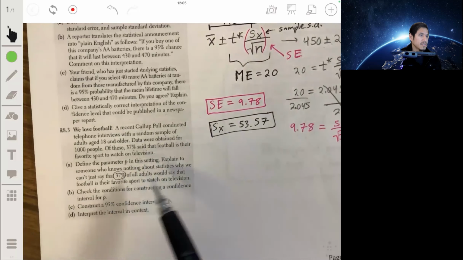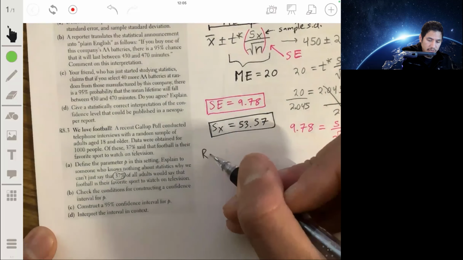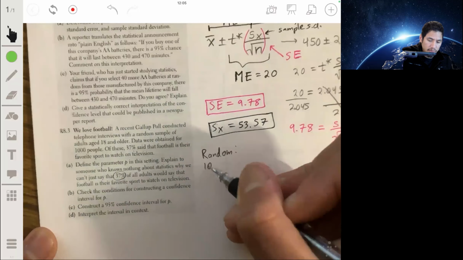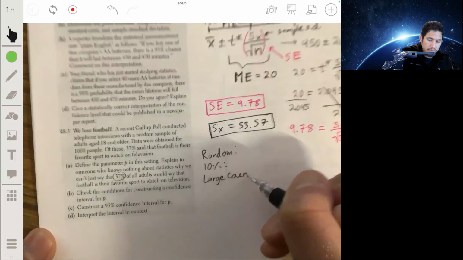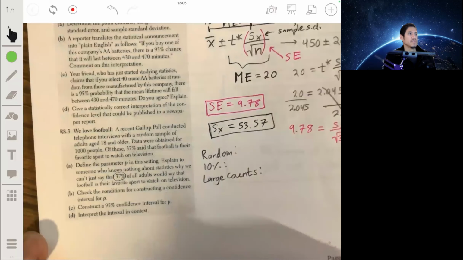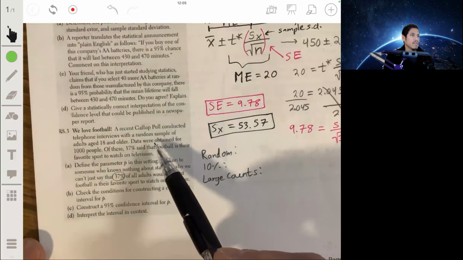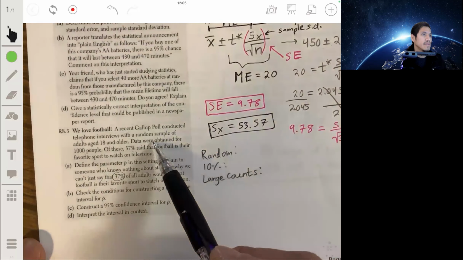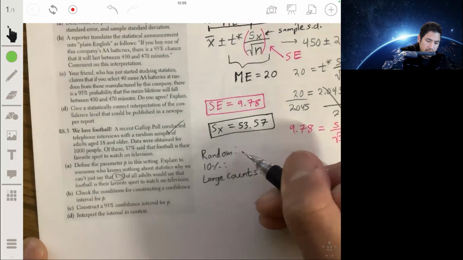Check the conditions for constructing a confidence interval for P. So the conditions that we need to check are the random condition, the 10%, and then the large counts. Random condition, just check to see if there's a random sample that was done. It says that there was a random sample conducted. So that is met.